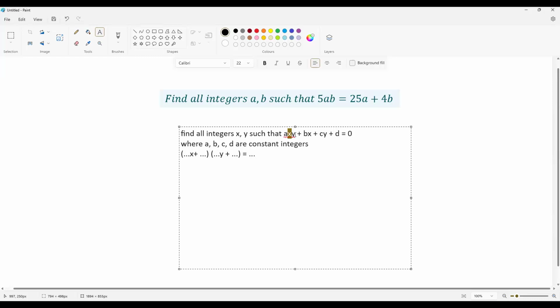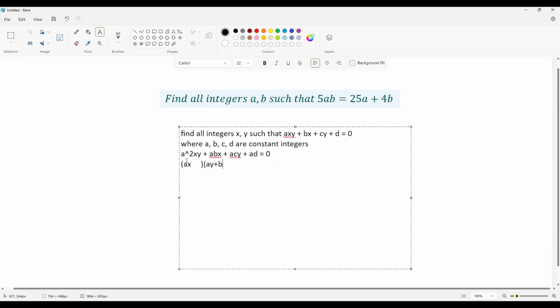But in front of the x value is an a, and this is quite problematic, because what do we do about this? How can we be sure that we can get cy? There's an a here. So to deal with that, we multiply this whole thing by a. Now we have a squared xy plus abx plus acy plus ad is equal to 0. This is very easy to factorize, right?